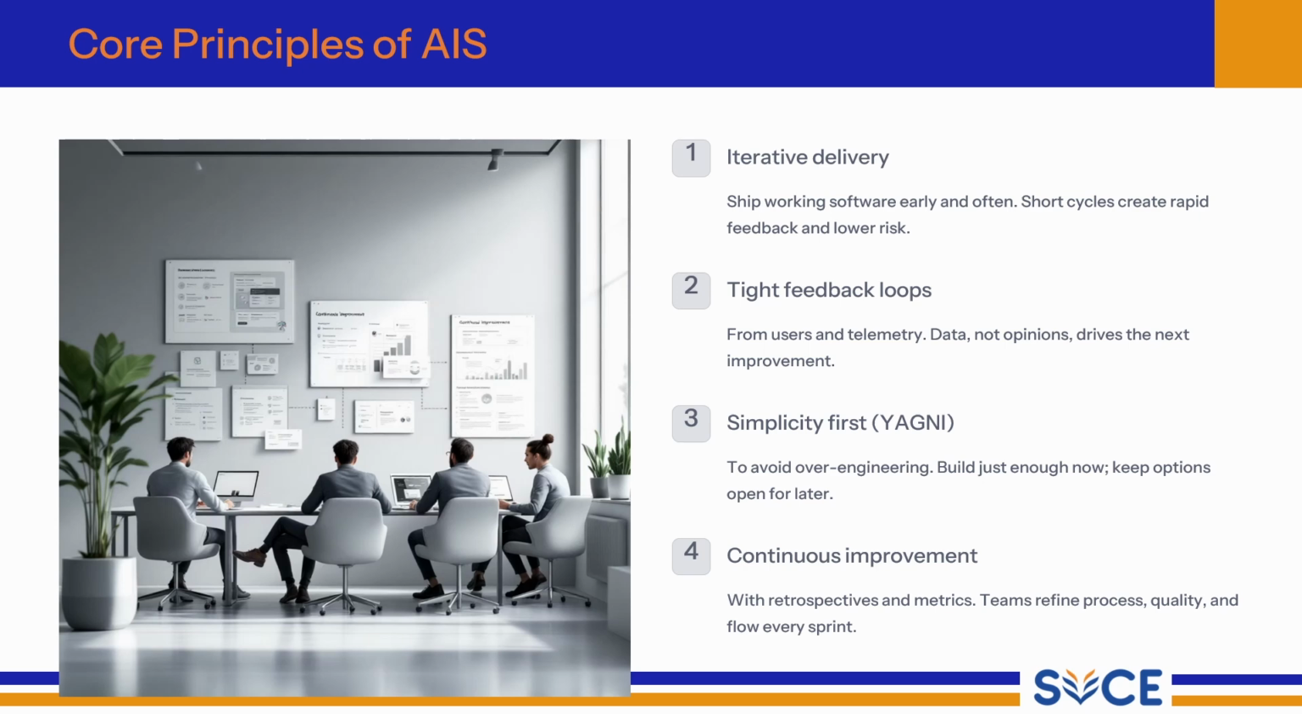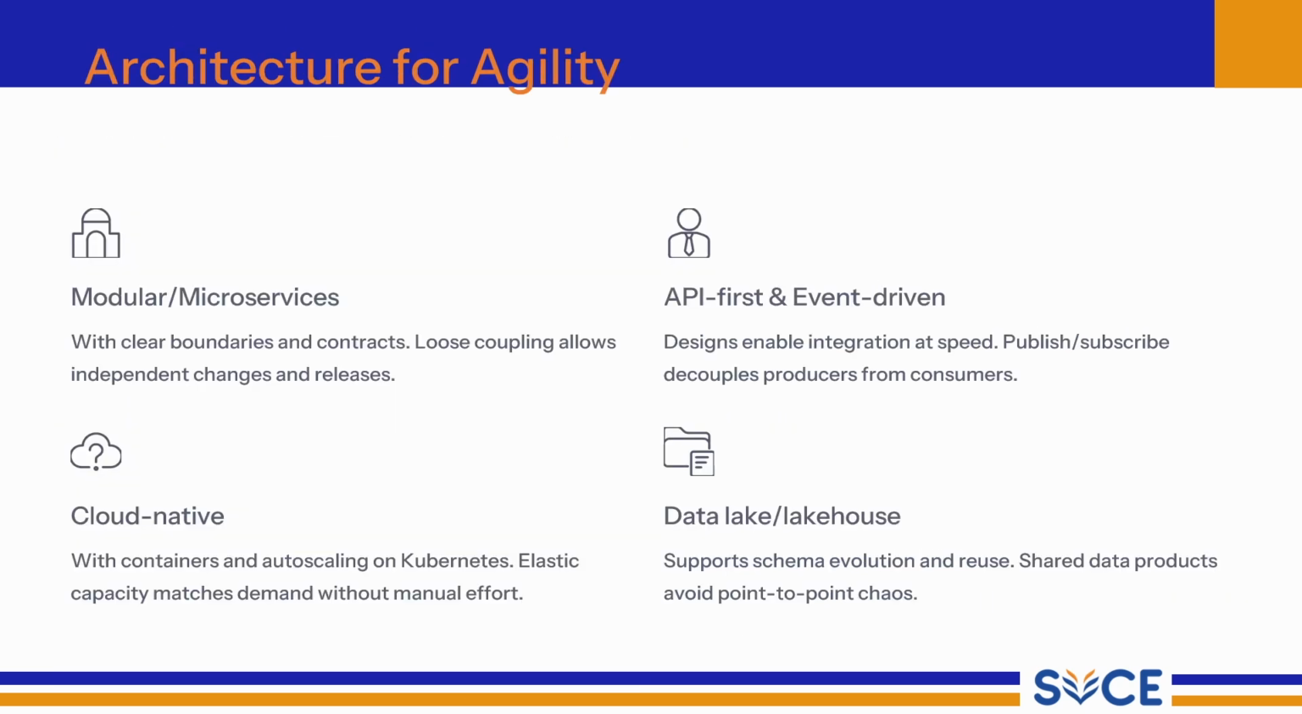In the next slide, we'll see the topic, architecture for agility. Here the first one is modular or microservices with clear boundaries and contracts. Loose coupling allows independent changes and releases. Think of microservices like different shops in a mall. Each runs independently, but together they create a full experience. So independent pieces make a strong whole.